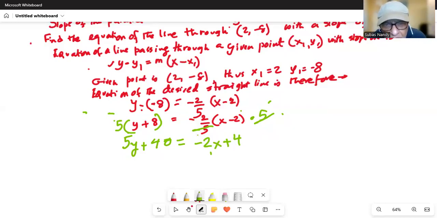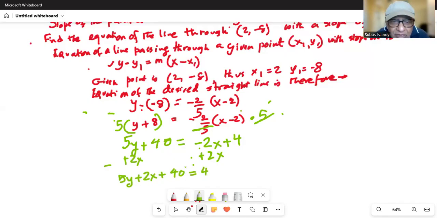So now you have the equation of the line. You can separate the variables out and keep the constant on the other side. For example, you should be able to add 2x on both sides if you want to move the x to the left hand side. Why did you add? Because the opposite of negative 2x is plus 2x. So on the left hand side it becomes 5y plus 2x plus 40 is equal to 4.